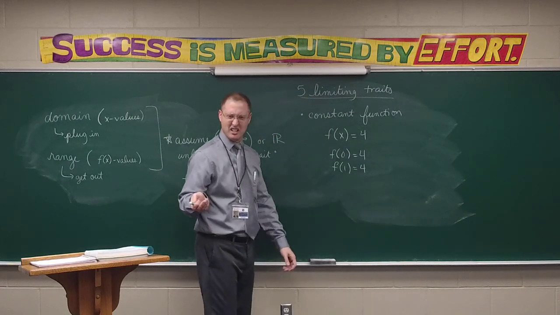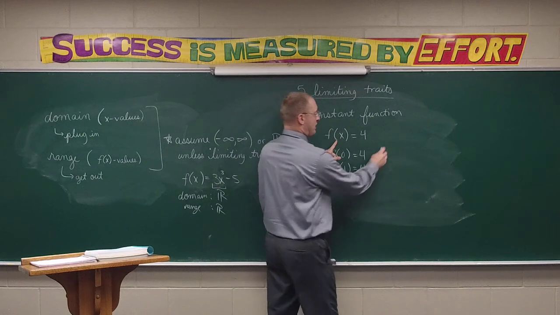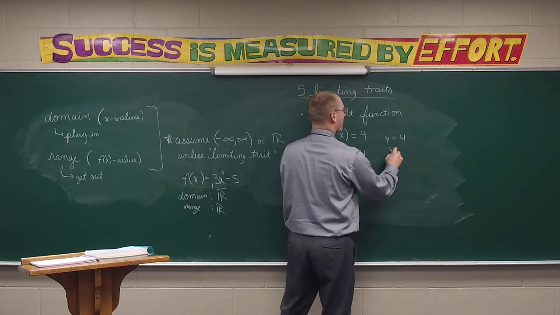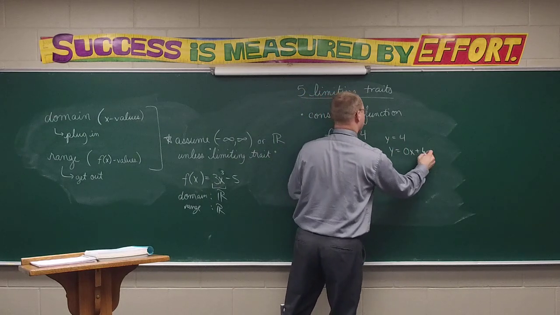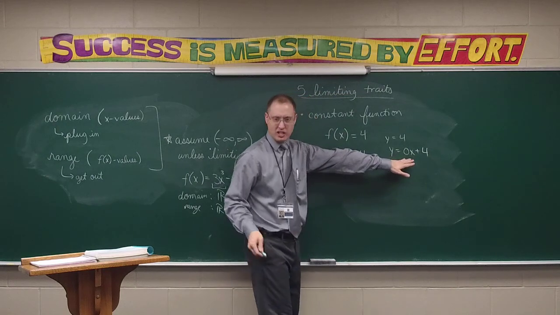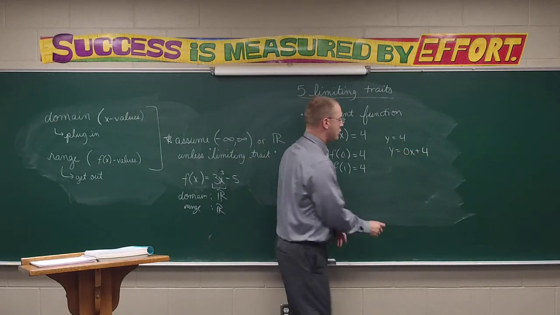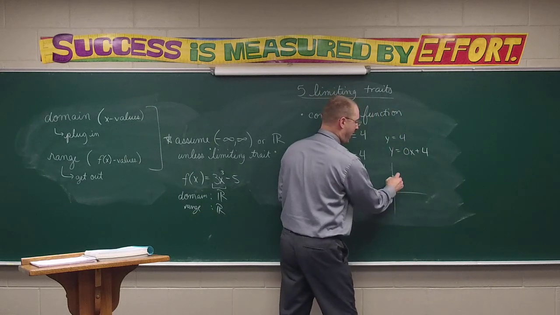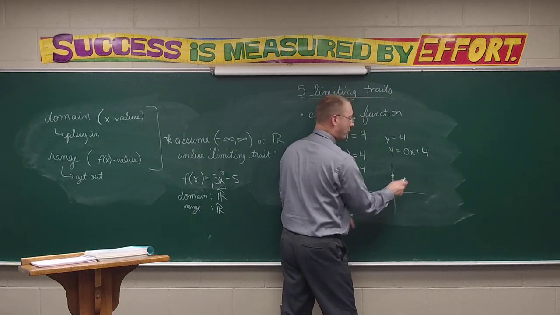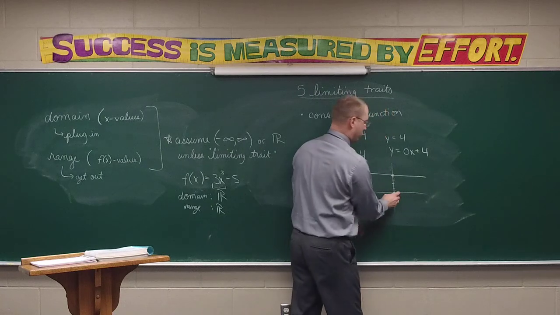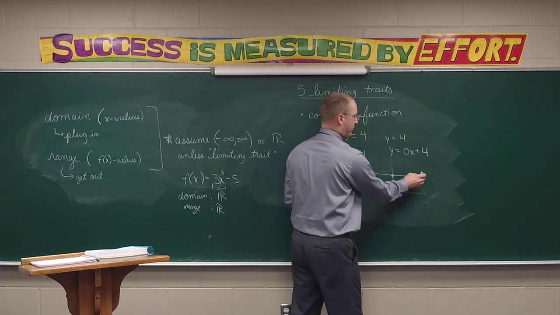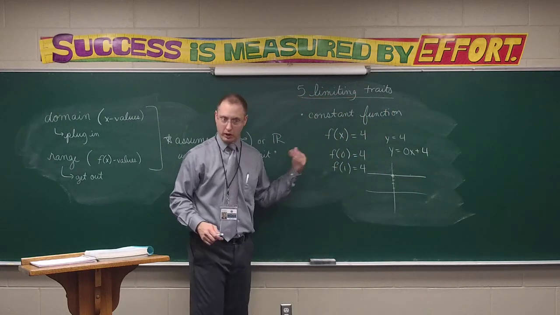You get the idea? If you wanted to think of it this way, think of y equals 4 or y equals 0x plus 4. The x is a non-factor. It doesn't even matter, right? It's just y equals 4. Basically, no matter what you plug in, you've got this y-intercept of 4 and a slope of 0. 0, 4, 1, 4, 2, 4, 3, 4, 4, 4, 5, 4. You're always going to get a 4, right?